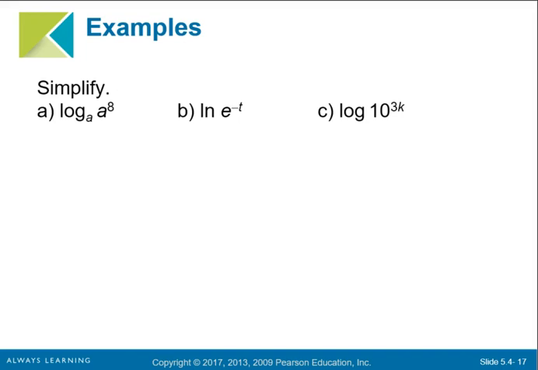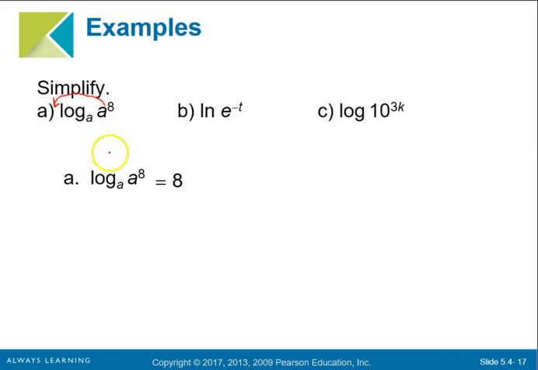We're going to go ahead and address this. Our log base A of A to the 8th. Okay, we're going to bring that 8 down in front, right? And then we're going to multiply that 8 times this value. Well, log base A of A is a 1. So it's an 8. That's it. We're done.